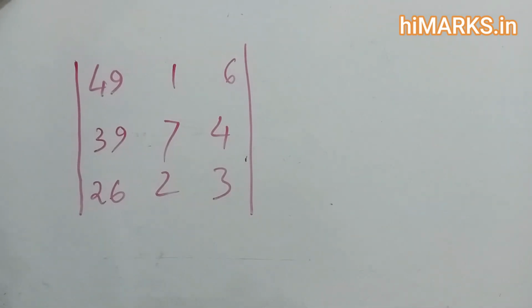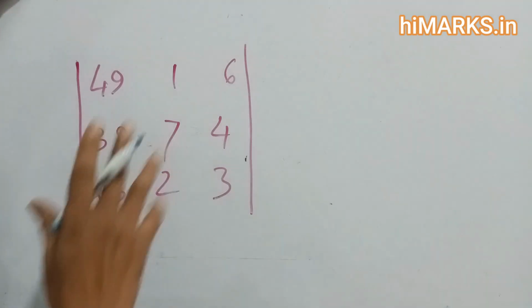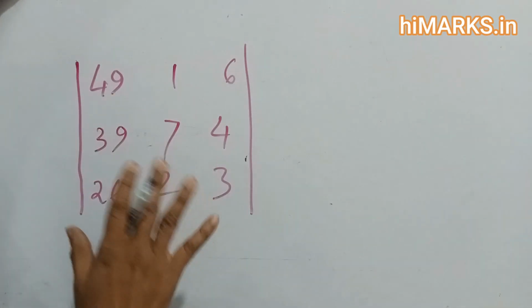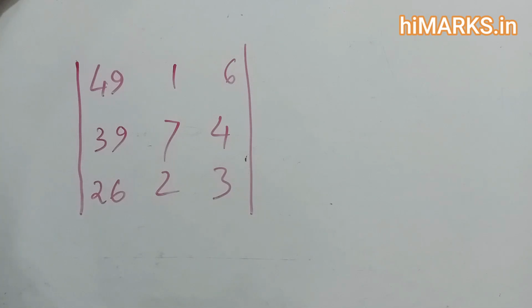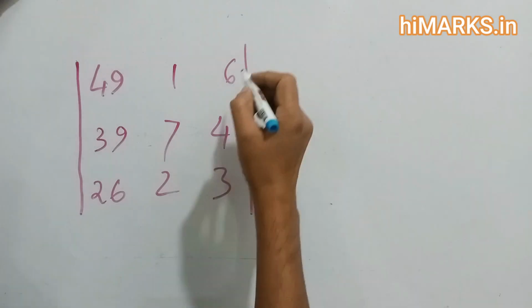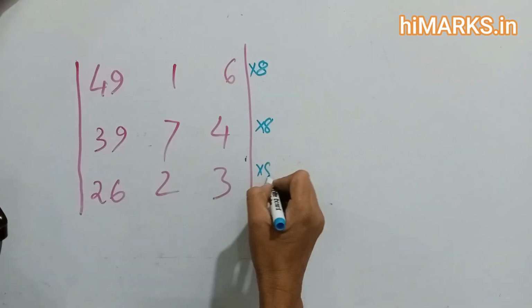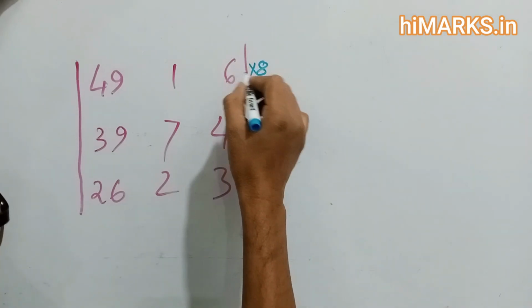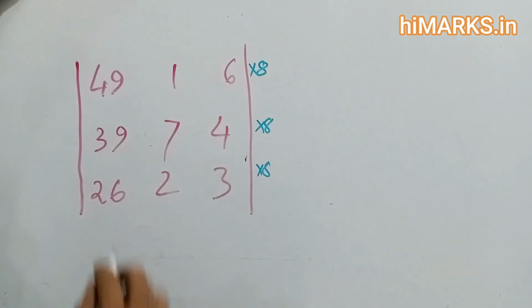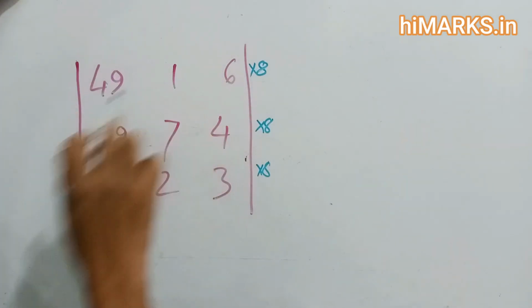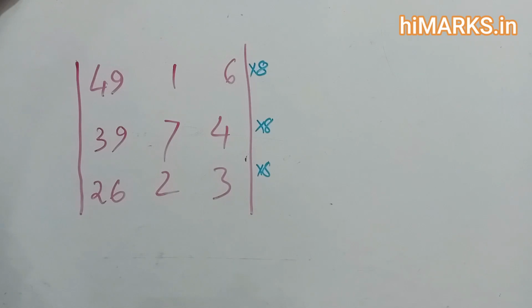This determinant, without expanding, you have to prove that its value is 0. So you have to think in a different way, with plus, minus, multiplication, combinations and all these things. These are the tricks. If you observe here, if you multiply by 8 here, 8 and 8, then it becomes 48, and 49 minus 48 is 1. So this is the trick: you are multiplying with 8.